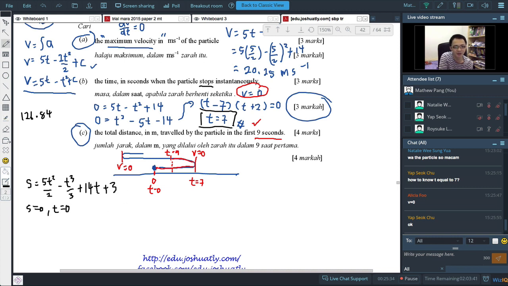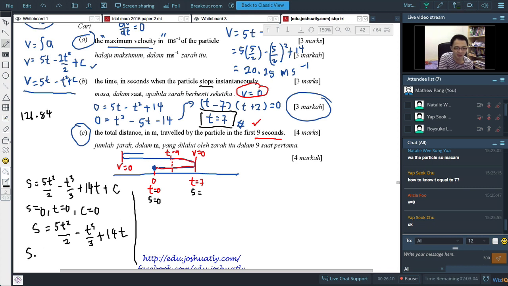So c in this case is 0, so s basically equals 5t squared over 2 minus t cubed over 3 plus 14t. Now I need to find the displacement at 7, because I know when time equals 0, displacement is 0. If I can get the displacement here, I can know the distance from 0 to 7. So I substitute the 7 into here. I will call it S7, which we already did just now. S7 equals 106.17. So at t equals 7, the displacement is 106.17.